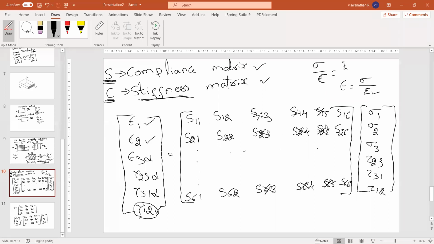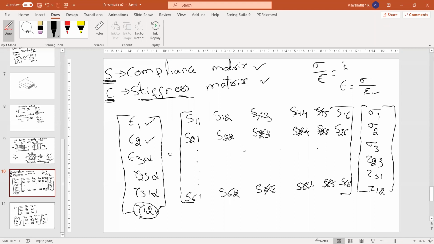What will I have here? C11, C12, C13, that is the stiffness matrix. Okay, you understand this, right? Put the strains on the right, put all the stress on the left, that is the stress-strain relation. Then this matrix would be replaced by the stiffness matrix. Instead of S, you put C. Okay, this is for the 3-dimensional one.